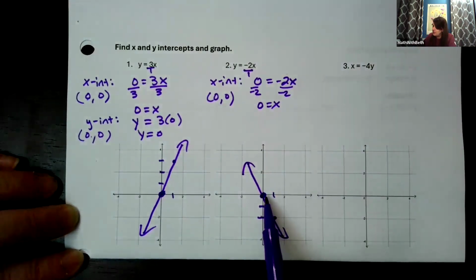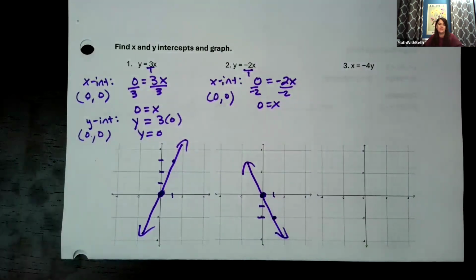If you're wondering why I'm going over 2 spots when I'm going over 1, it's because this graph just happens to be going by halves. So you just have to make sure you know what you're going by.